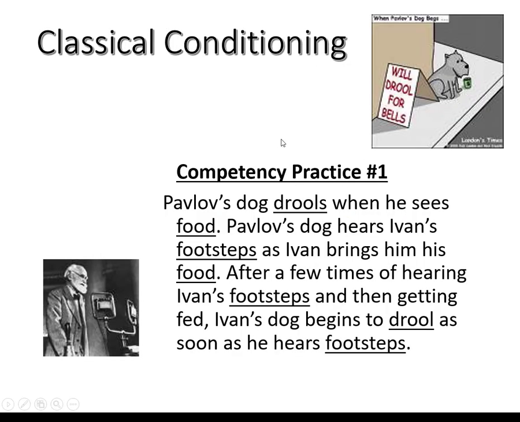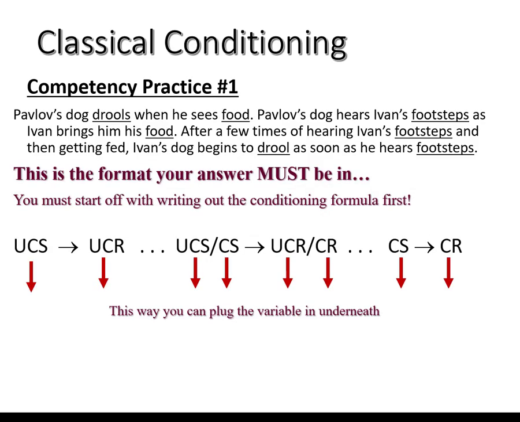So here is your first competency practice. We worked this in class. The underlined words are the variables, okay? To answer this, you must first start off with writing out the formula in its entirety. Then underneath it, you must put the variables.